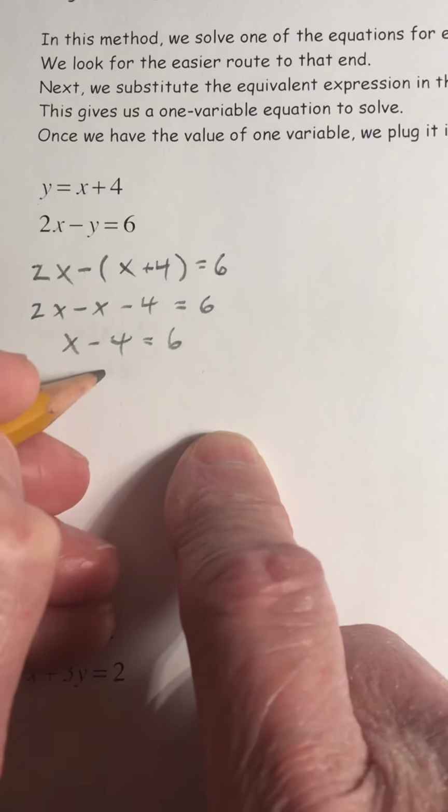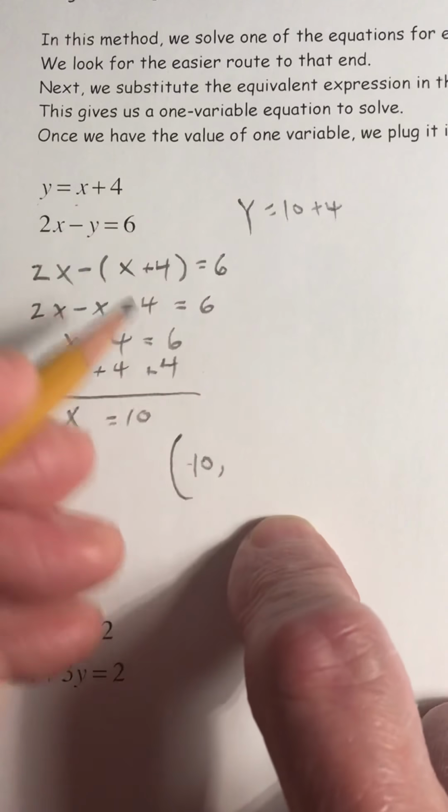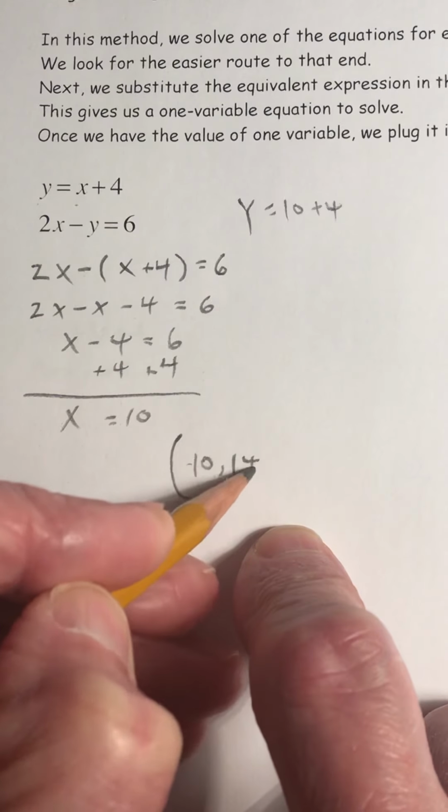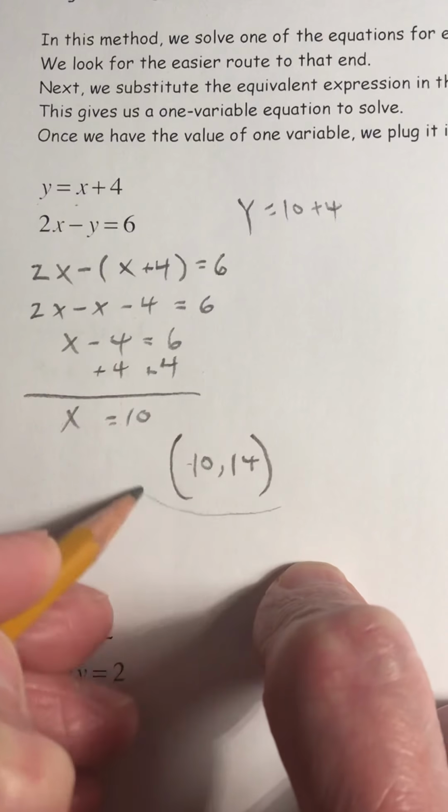And then to get the other number, the y value, I can go to either one of the equations and insert the 10 for the x. And the first one's nice and easy to plug in. If I put a 10 for x right there, it's going to say y equals 10 plus 4. So y is 14. And there's my finished solution.